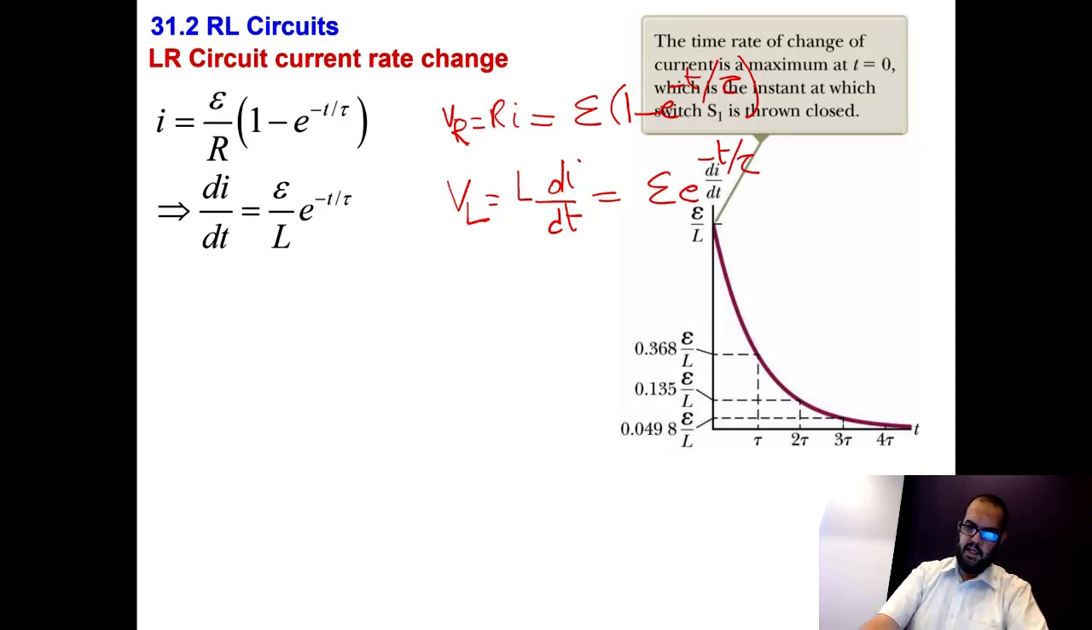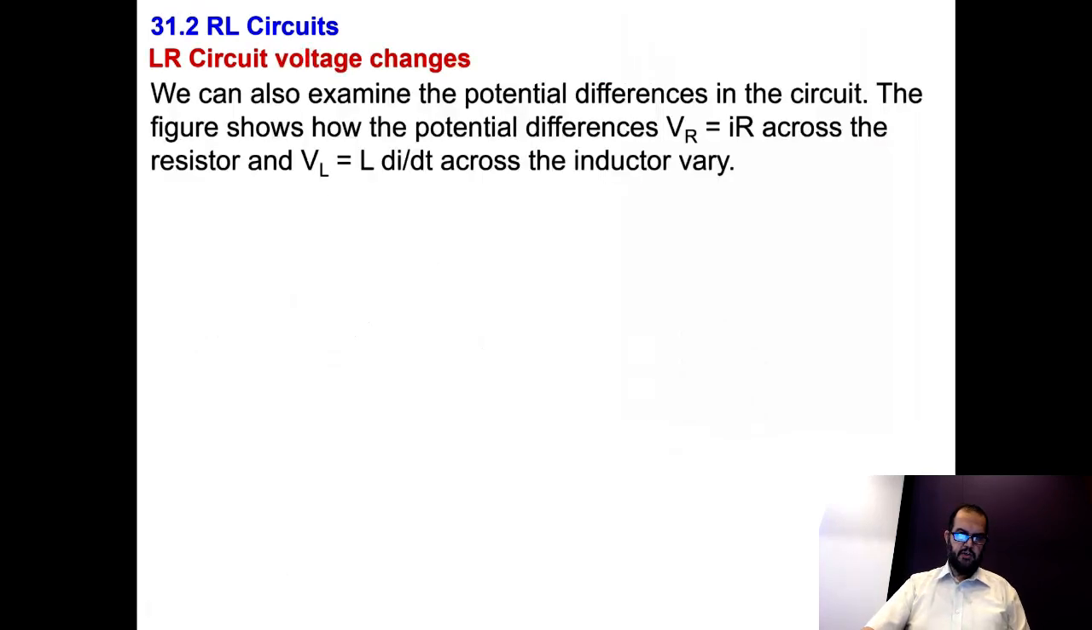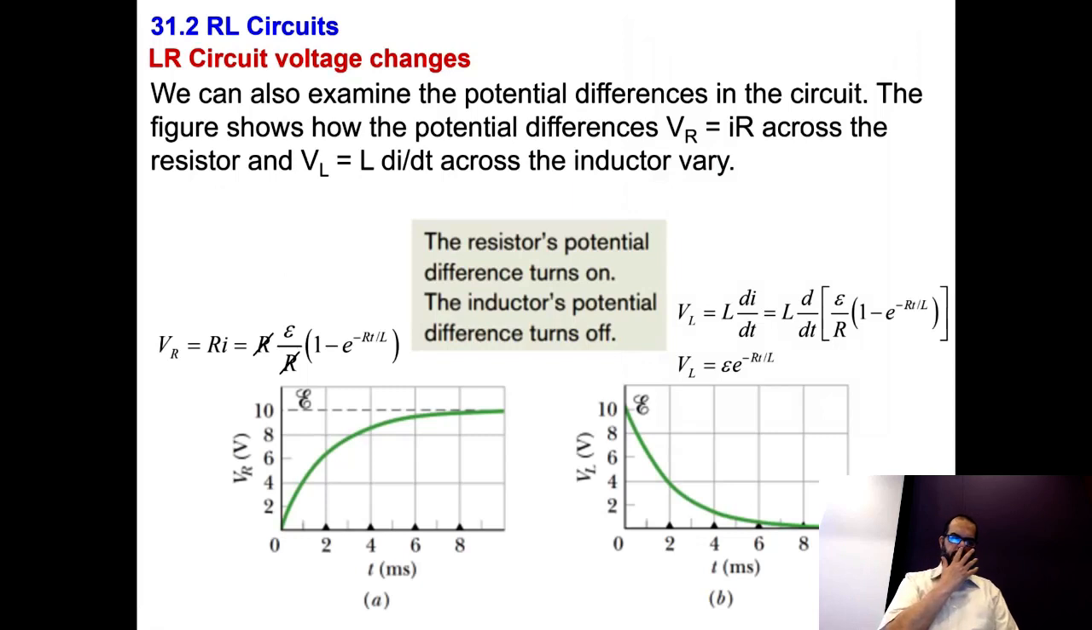Here we're just plotting it. The result shows that the time rate of change of the current is maximum, or E over L, at t equal to 0, and falls off exponentially to 0 with a time constant equal to tau, L over R. These are the resistor voltages, VR equal to Ri. If you measure the voltage across the resistor, as you close the switch, it will rise exponentially. And here, this is a 10 volt battery.